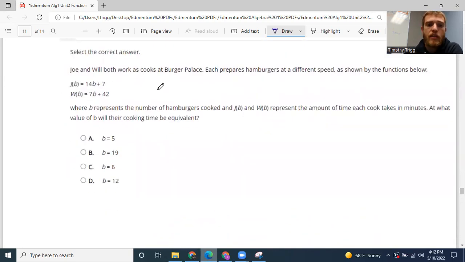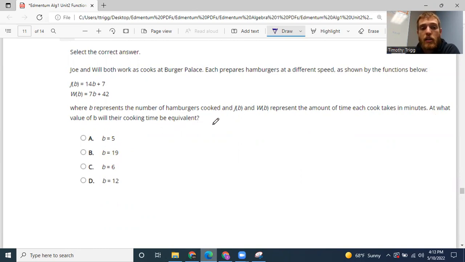Joe and Will both work as cooks at Burger Palace. Each prepares hamburgers at a different speed as shown by the functions below. So Joe, he prepares burgers according to this function, and then Will makes burgers according to this function, where B represents the number of hamburgers cooked, and J of B and W of B represent the amount of time each cook takes in minutes. At what value of B will the cooking time be equivalent?